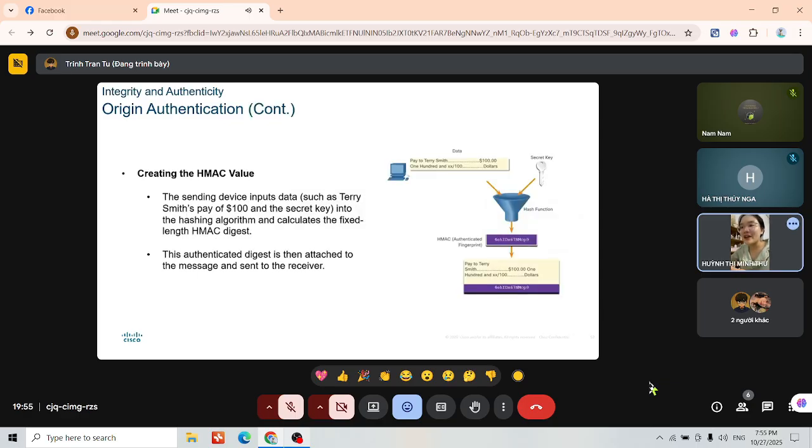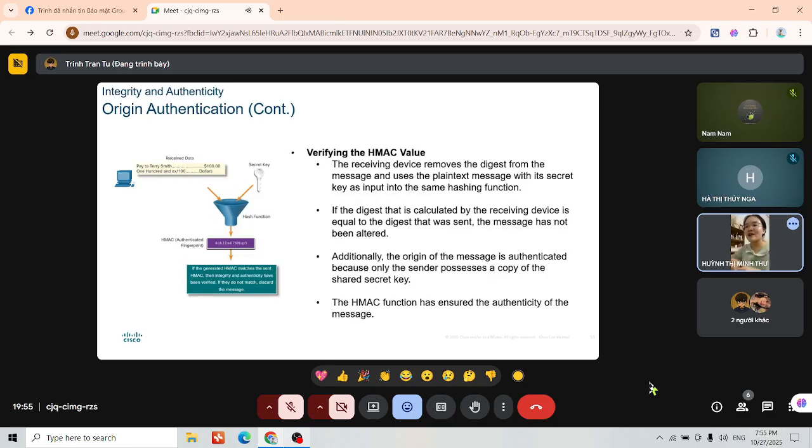Creating the HMAC value: the sending device inputs data, such as Terry Smith paid $100, and the secret key into the hashing algorithm and calculates the fixed-length HMAC digest. The authenticated digest is then attached to the message and sent to the receiver. Next slide.